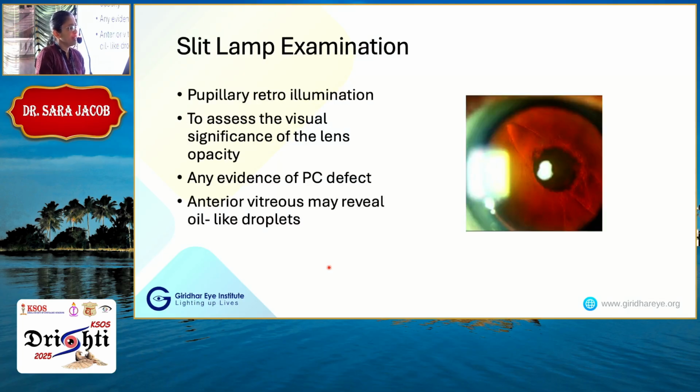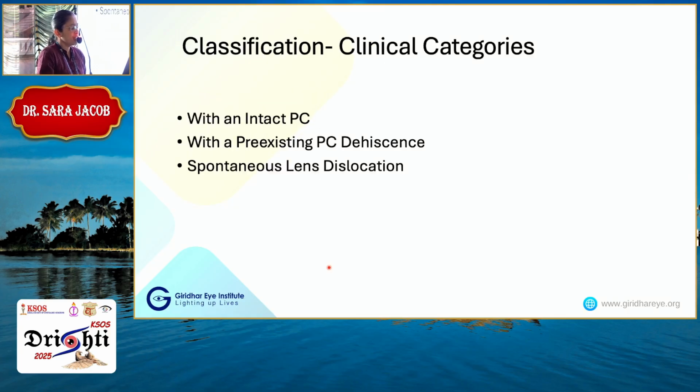Slit lamp examination is important. With a careful slit lamp examination with retroillumination, we can diagnose the PPC, and we have to assess the visual significance of the lens opacity. Is there any evidence of PC defect? And if we see oil-like droplets in the anterior vitreous, it may point towards a pre-existing PC defect. Classification into clinical categories like with an intact PC, with a pre-existing PC dehiscence, and spontaneous lens dislocation.